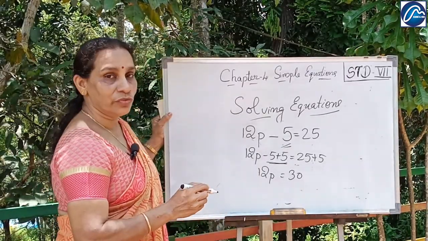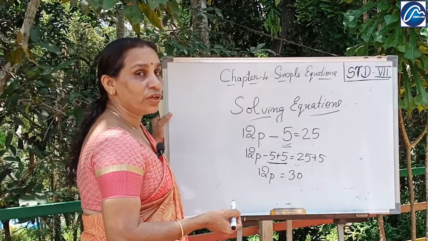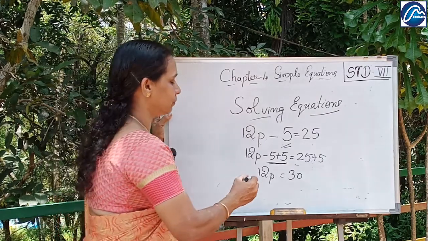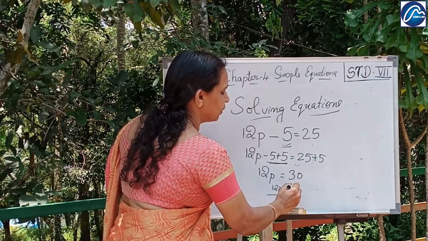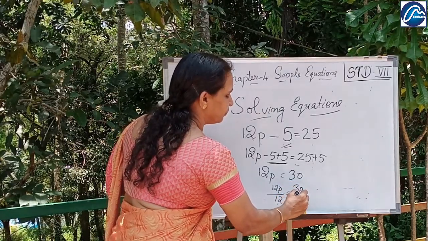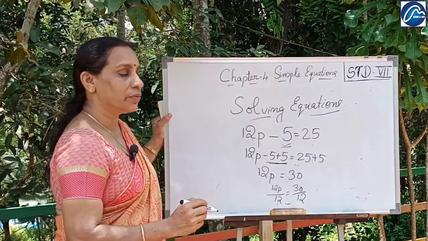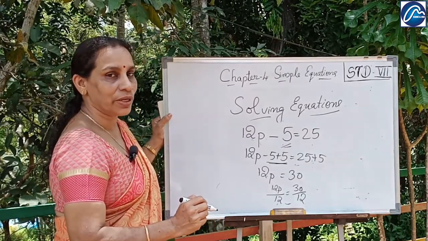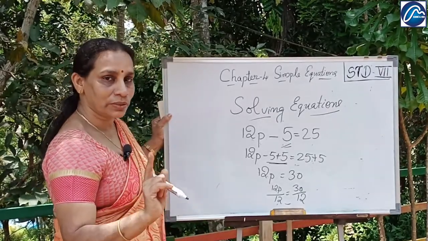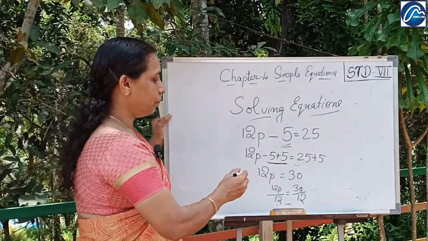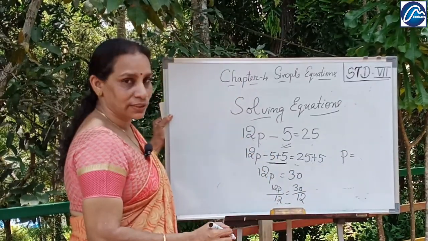Next, what do you want to do? Here multiplication has come. So we have to divide by 12. 12p divided by 12 is equal to 30 divided by 12. 12 divided by 12 becomes 1 and p only is there. And what is 30 divided by 12?